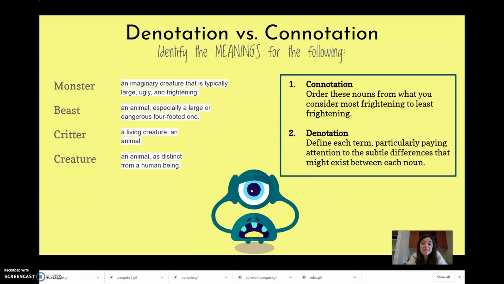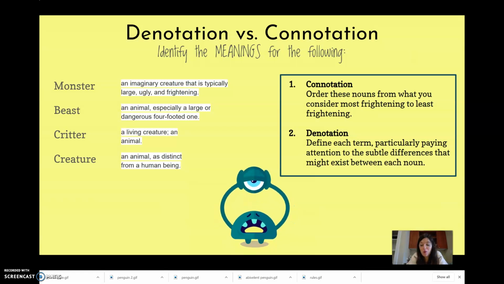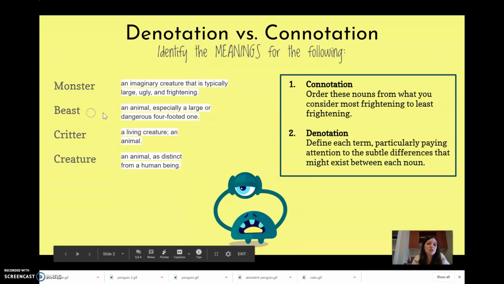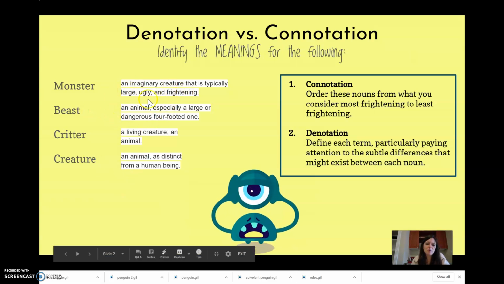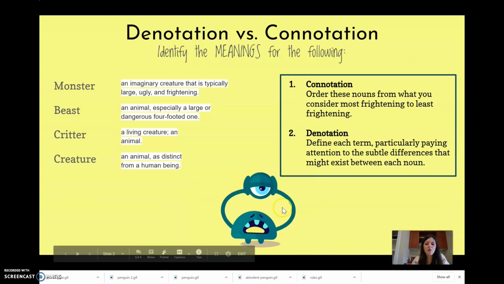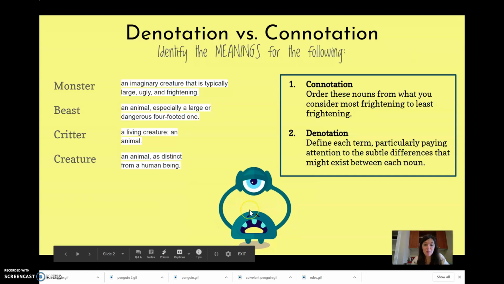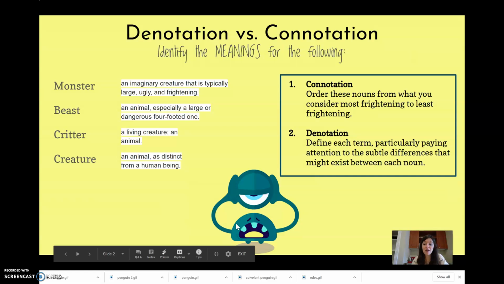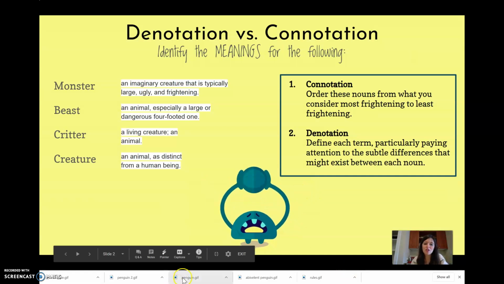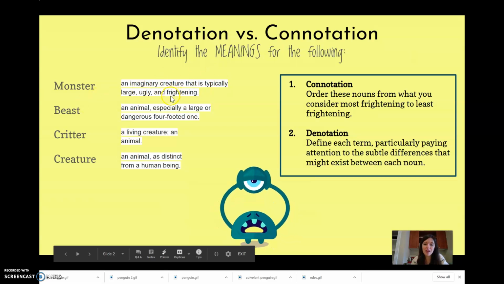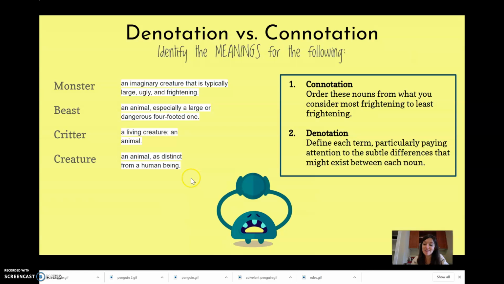So the reason why denotative meanings are really important is because they help us see kind of like subtleties in the word that maybe before we didn't know. So for instance, with monster, monsters specifically have to be large, ugly, and frightening. That's very specific. So therefore, I don't know if this guy down here is actually a monster because he's not large. I think he's cute and not ugly, and he's not really frightening. So he's not a monster. Before I would have maybe said he was, but now that I look at the denotative meaning, I realize due to the subtle meaning of it, he is not.